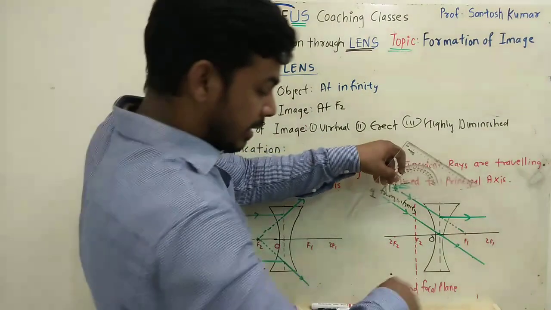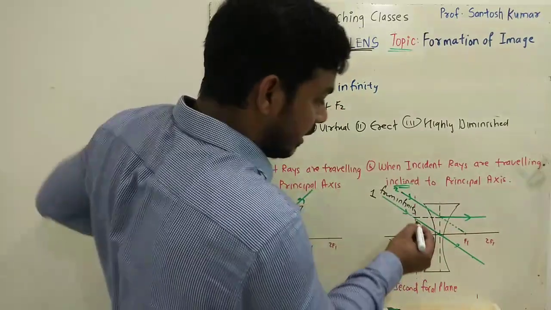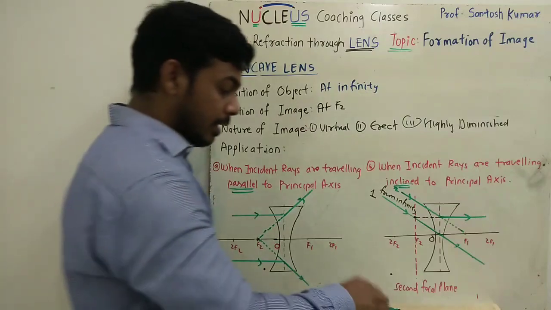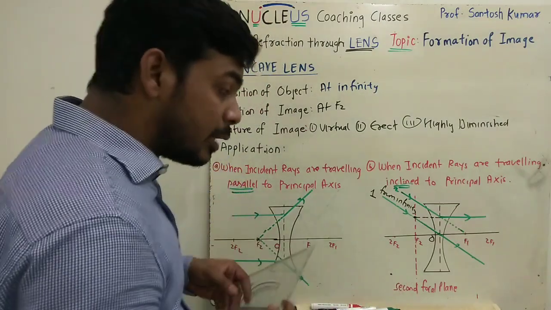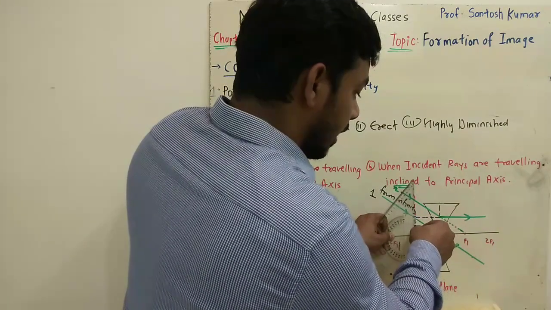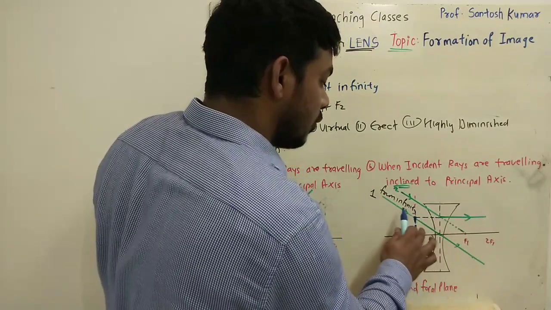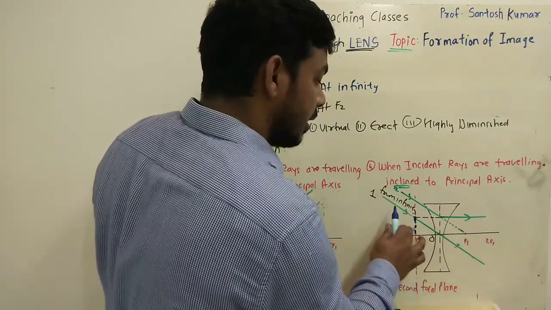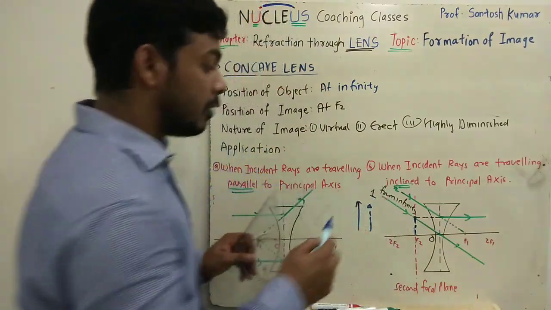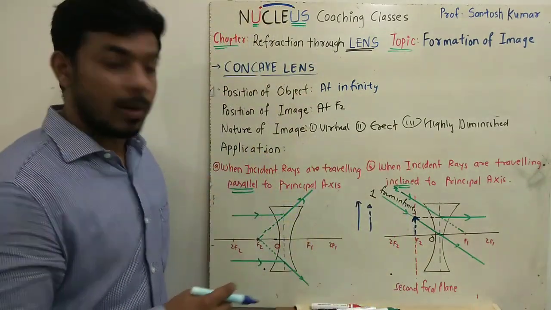So if I trace it backward, you can see it somewhere appears to be meeting at this point. So since the rays appear to be meeting at a certain point, the image formed is called a virtual image. Again I will show it in terms of a dotted line, because a real image is shown by a complete line and the virtual image is shown by a dotted line. So here the image is formed with the arrow upward.